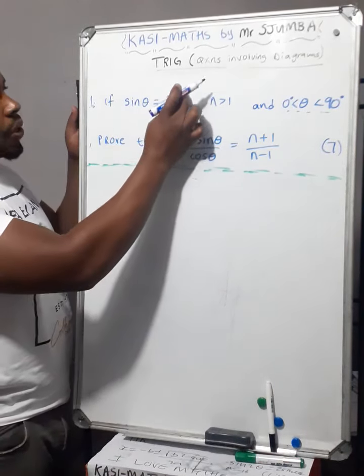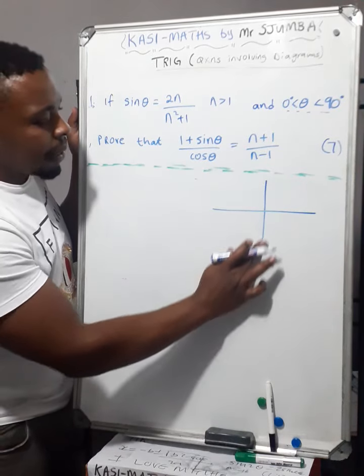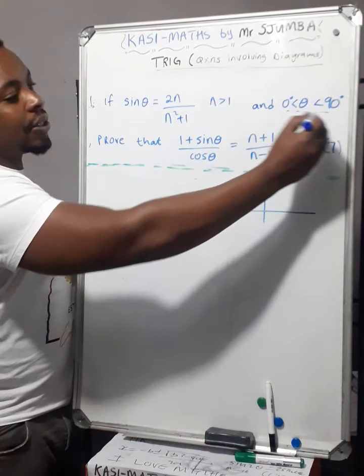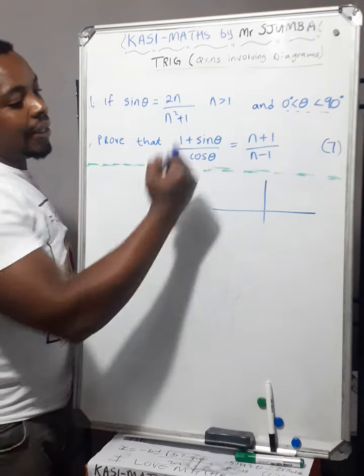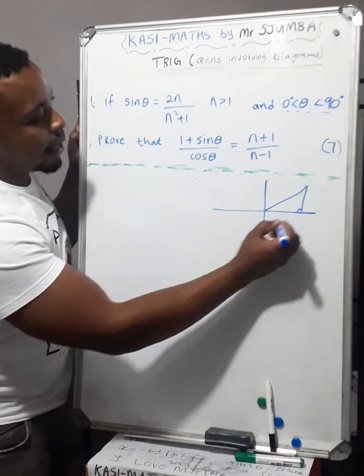Okay, first things first. If sine theta is equal to 2n over n squared plus 1, so we draw a diagram. Why do we draw a diagram? Because we see the restriction is that we must draw between 0 and 90, so that is a hint that we must draw a diagram.